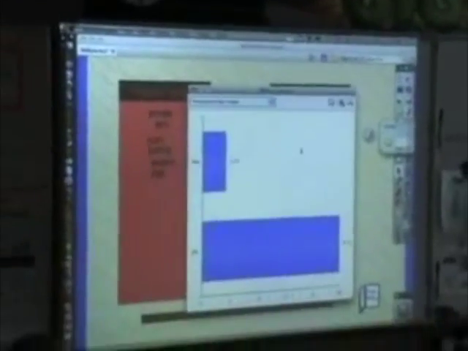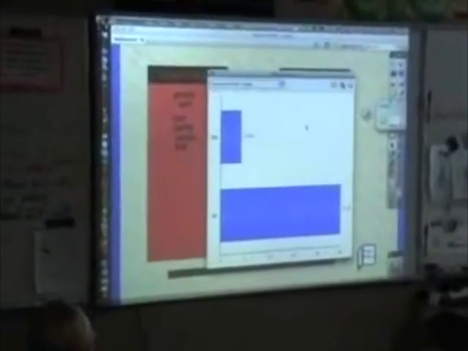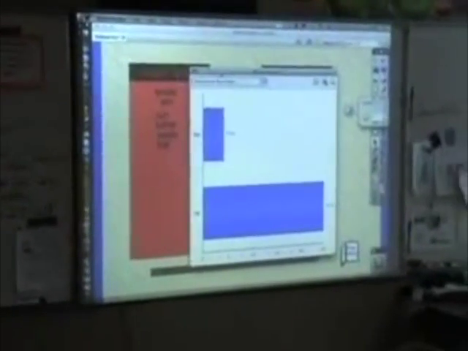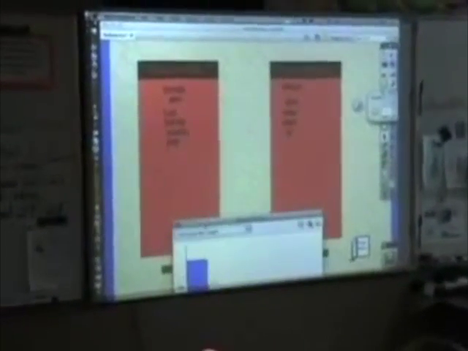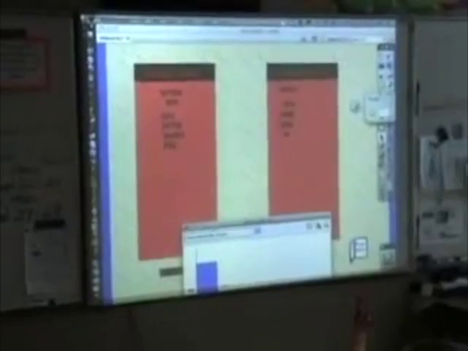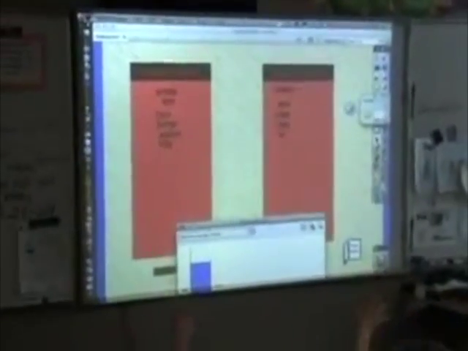78% of us said, no, it's not correct. 2% of us said, yes, it is correct. Let's take a look at it. Who said, no, it's not correct? And will you come up and change it for us?